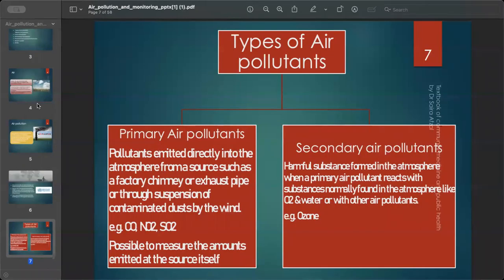Types of air pollution. The primary air pollutant is emitted directly into the atmosphere from a source such as a factory, chimney, or exhaust pipe, or through suspension of contaminated dust by the wind, e.g., CO2, NO2, SO2. It is possible to measure the amount emitted at the source itself. Secondary pollutant is a harmful substance formed in the atmosphere when a primary air pollutant reacts with the substance normally found in the atmosphere like O2, water, or with other air pollutants, e.g., ozone.